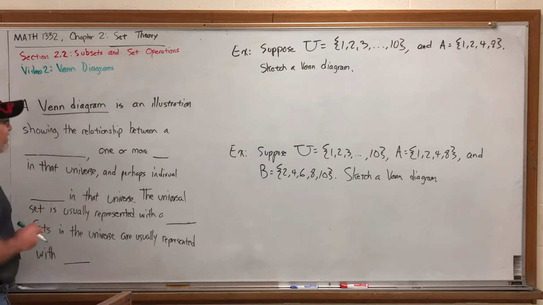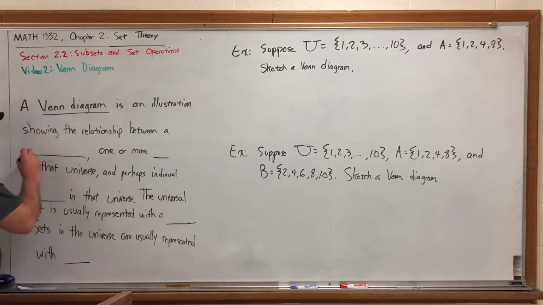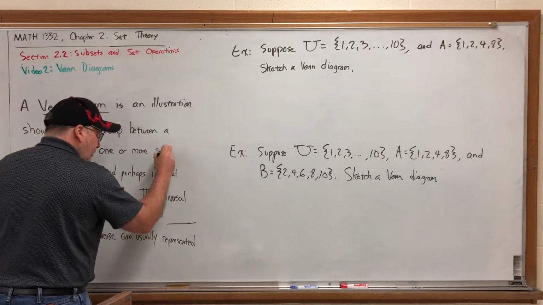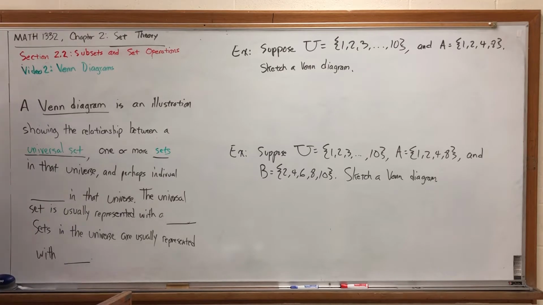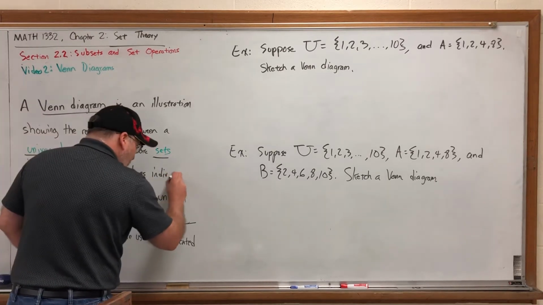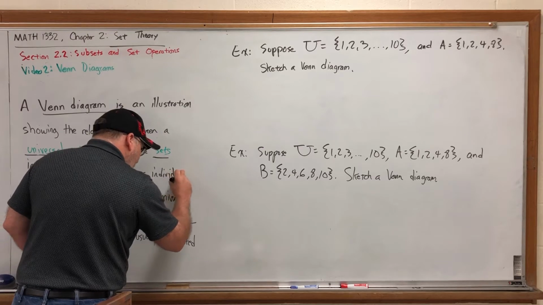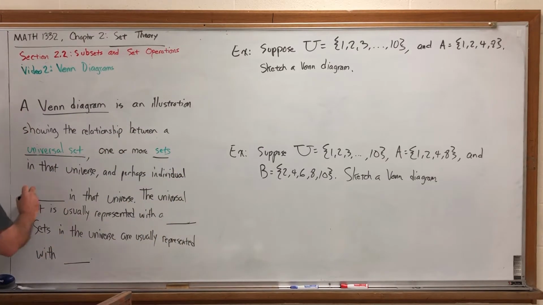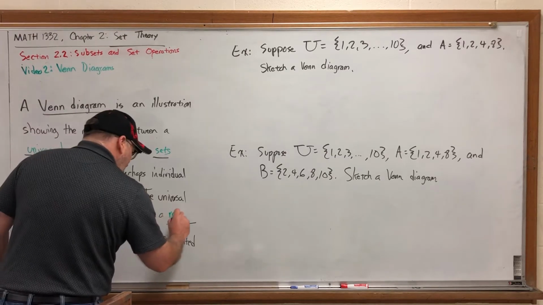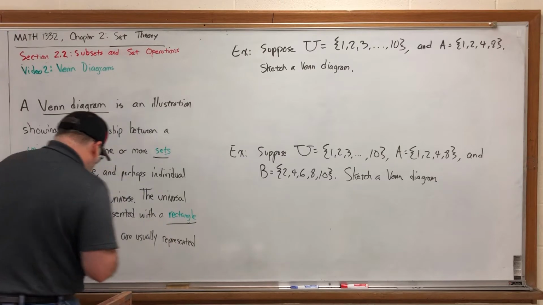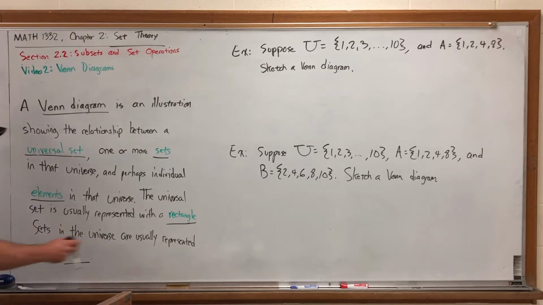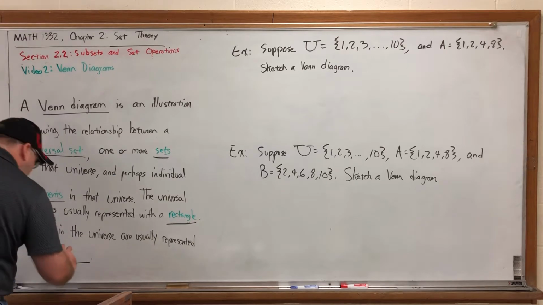A Venn diagram is an illustration showing the relationship between a universal set, one or more sets in that universe, and perhaps individual elements in that universe. The universal set is usually represented with a rectangle. Sets within the universe are usually represented with circles.